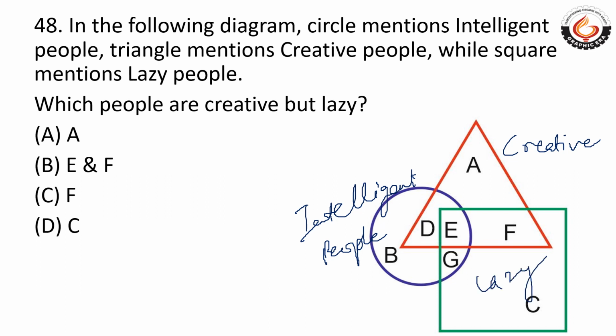Okay, which people are creative but lazy? Creative, A, D, E and F. Lazy also, E and F. So E and F are creative also and lazy also. If they might have written which people who is creative and lazy only, then option F would have been correct. But what they have written means they are talking about all the people.